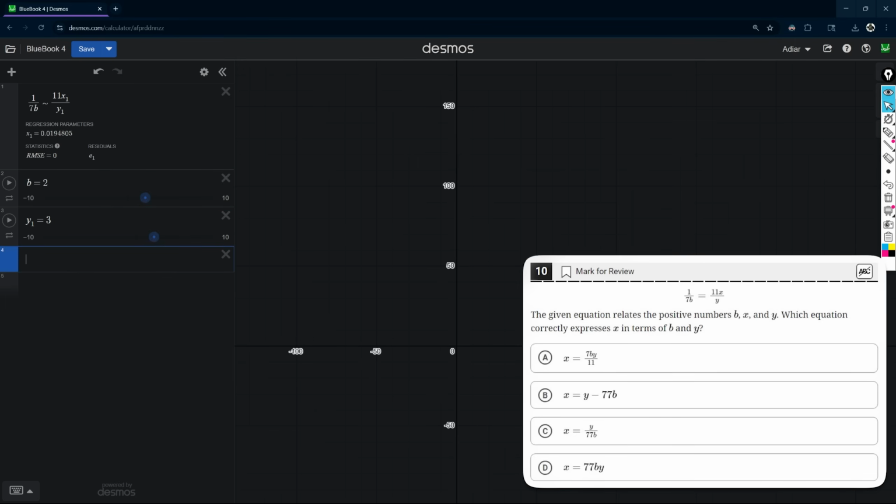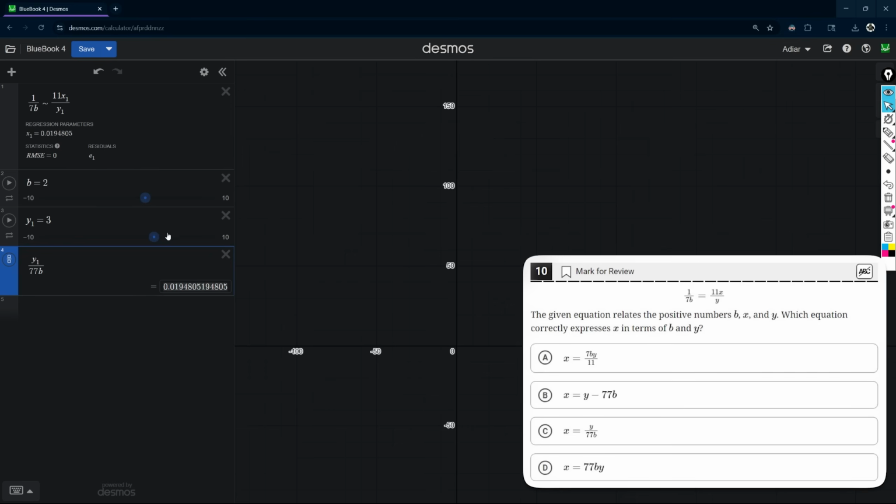And so now if we test all these options, A through D, we can see which one x equals. So let's try A first. We'll get 7b y1 over 11. And we'll see that the problem is saying that this equals x. And we look at this, 3.818, and we see the actual value for x, and we're like, that's not the same at all. So we can try B. B is y minus 77b. And we can see that that is also not x at all. And so we can try C. C is y over 77b. And we see that this is the same.